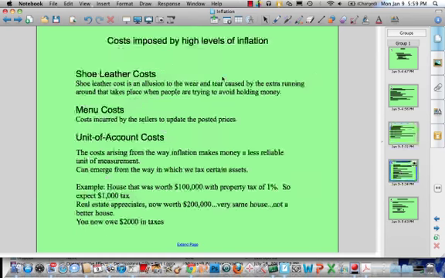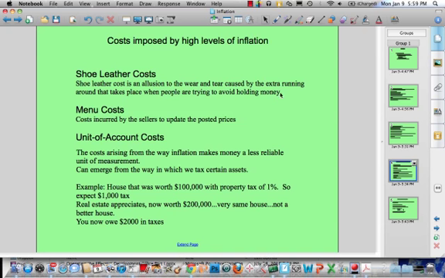We talked about 3 kinds of costs imposed by high levels of inflation, so very fast increase in prices. There are 3 kinds here. The book has about a paragraph on each, but I thought I'd distill these down. Shoe leather costs. The term is an allusion to the wear and tear caused by the extra running around that takes place when people are trying to avoid holding money.